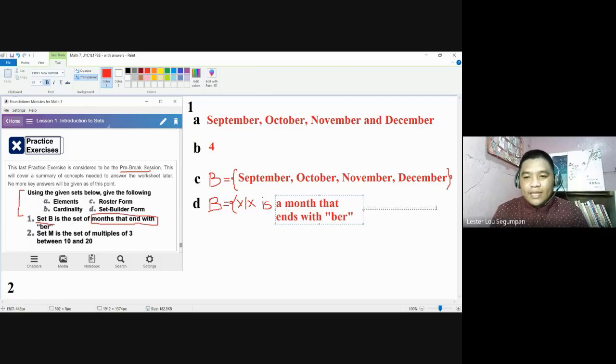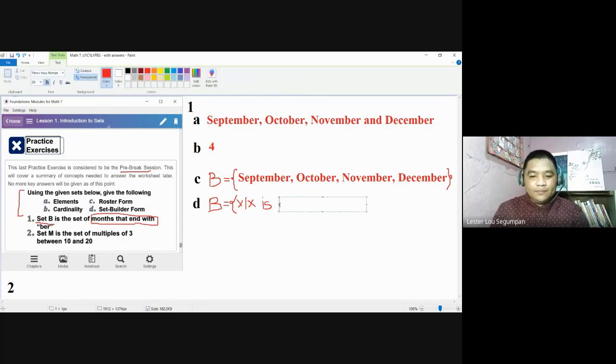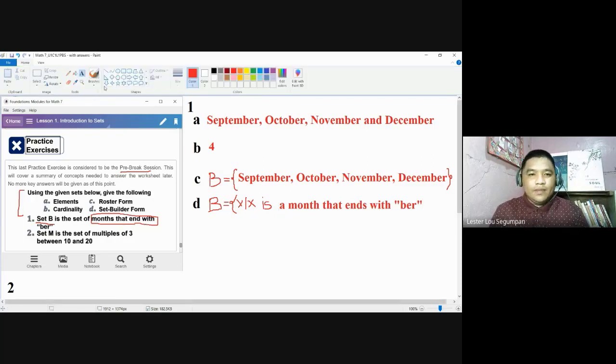This is the statement taken from what is given earlier for a while. A month that ends with "ber." That's it. And we enclose it by a close brace. Compare C and D. Look at the differences.